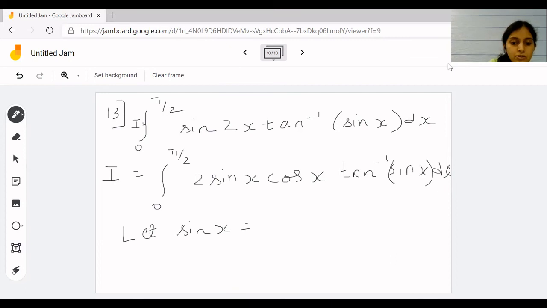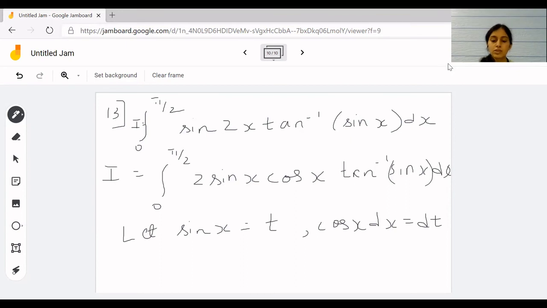Remember, whenever we are doing substitution, you also have to change the limits. So let sin x equal to t. Differentiating on both sides, we have cos x dx equal to dt. So we'll have tan inverse t times dt. That will be the substitution. Now, what about the limits?